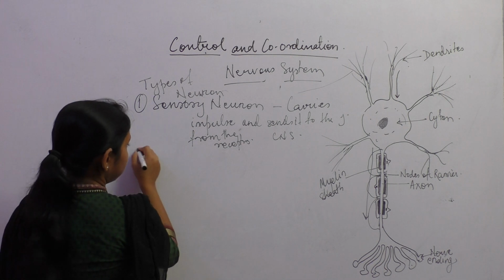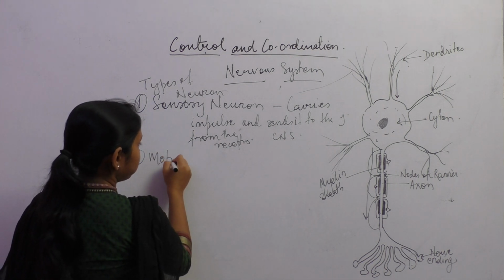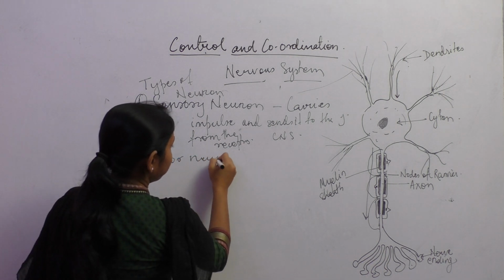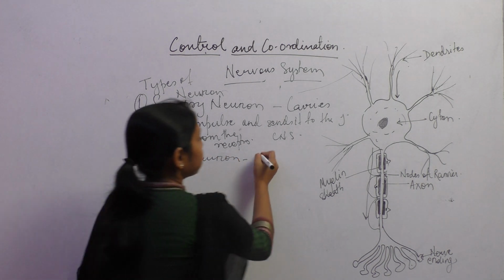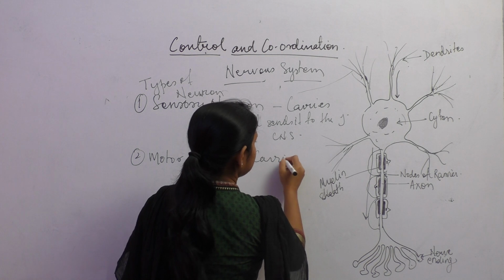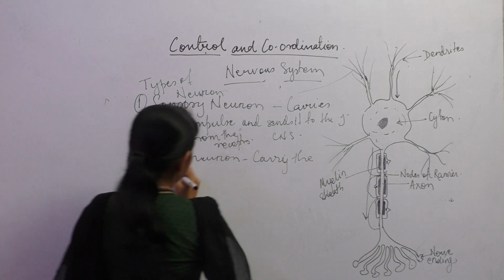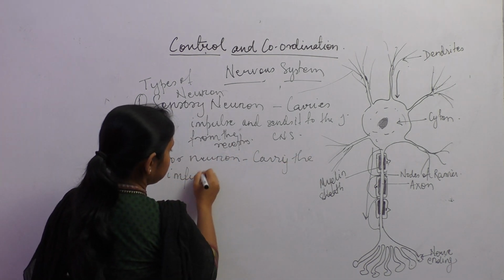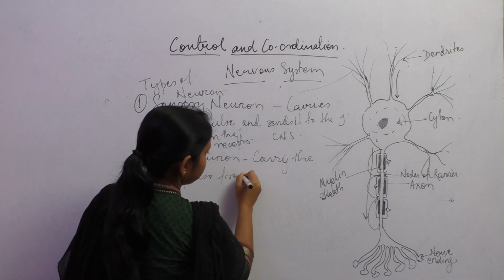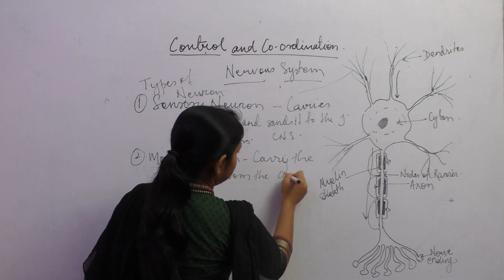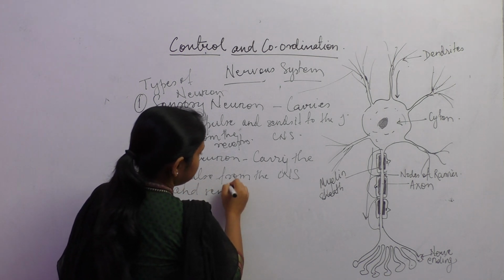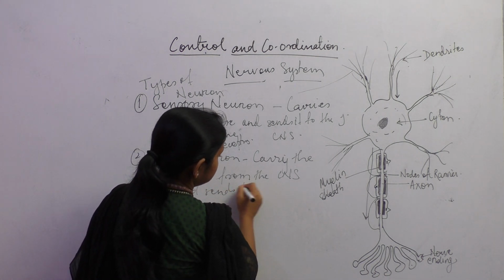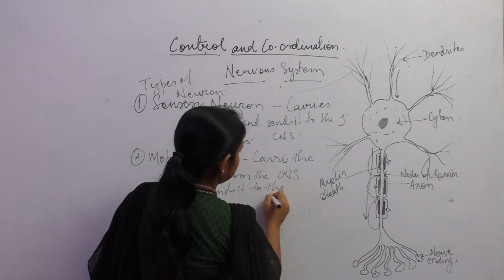Now moving on to the next type of neuron, that is your motor neuron. What is this motor neuron going to do? Motor neuron is going to carry the impulse from the CNS and send it to the effector.